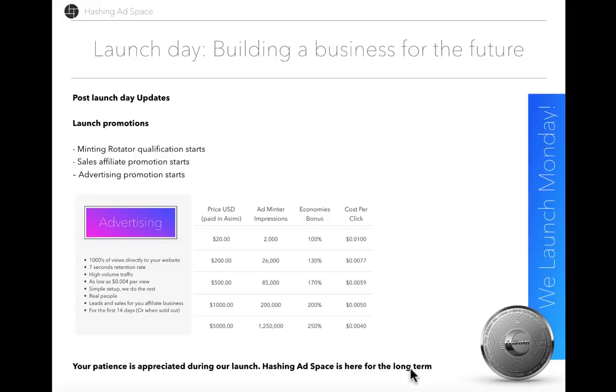We are building this for many, many years, and you can rest assured that Hashing Ad Space is built to help people succeed over the coming years. That is why we've built it. We know that it is a very exciting business. We can see that from all of the feedback we're getting. We are pleased to see such amazing growth and to be exceeding our expectations.